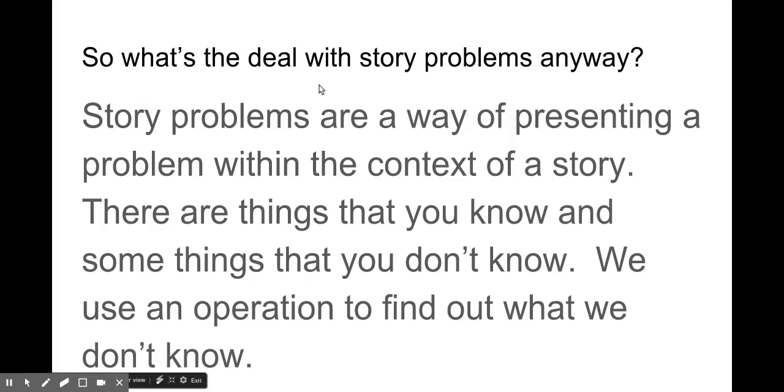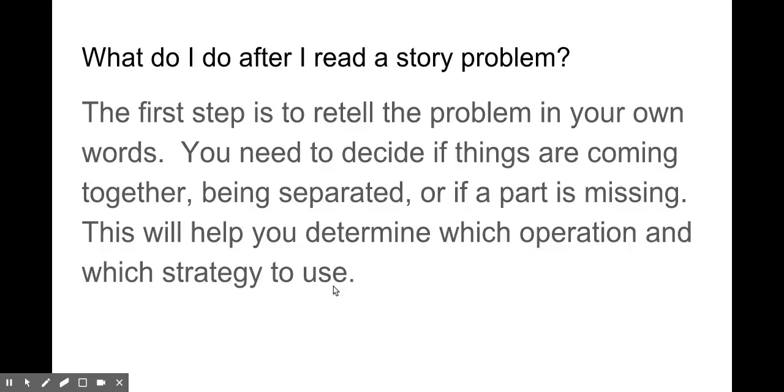So what is the deal with story problems anyway? Well, story problems are a way of presenting a problem within the context of a story. So you'll read a story, there'll be some characters in the story, you'll learn a little bit about some things that you know and some things that you don't know. And the point is that you have to figure out what you don't know. And sometimes you use addition to find that out, and sometimes you use subtraction.